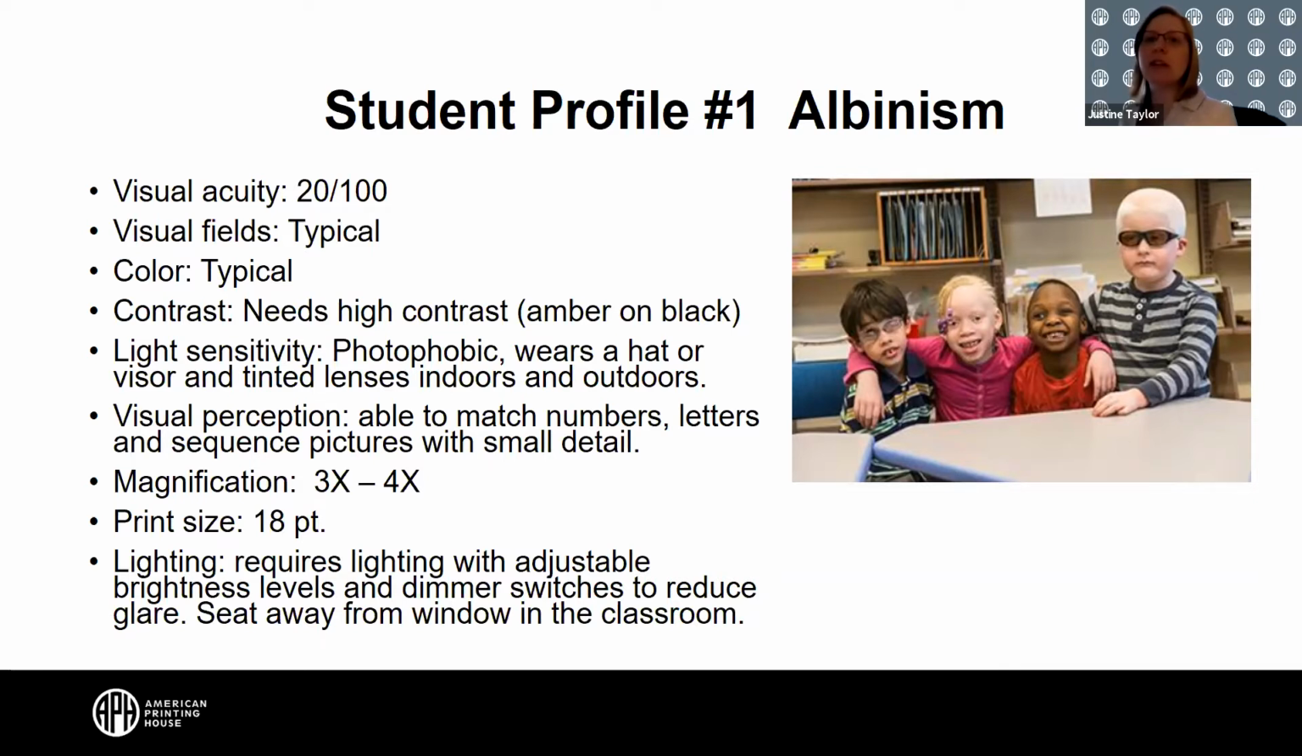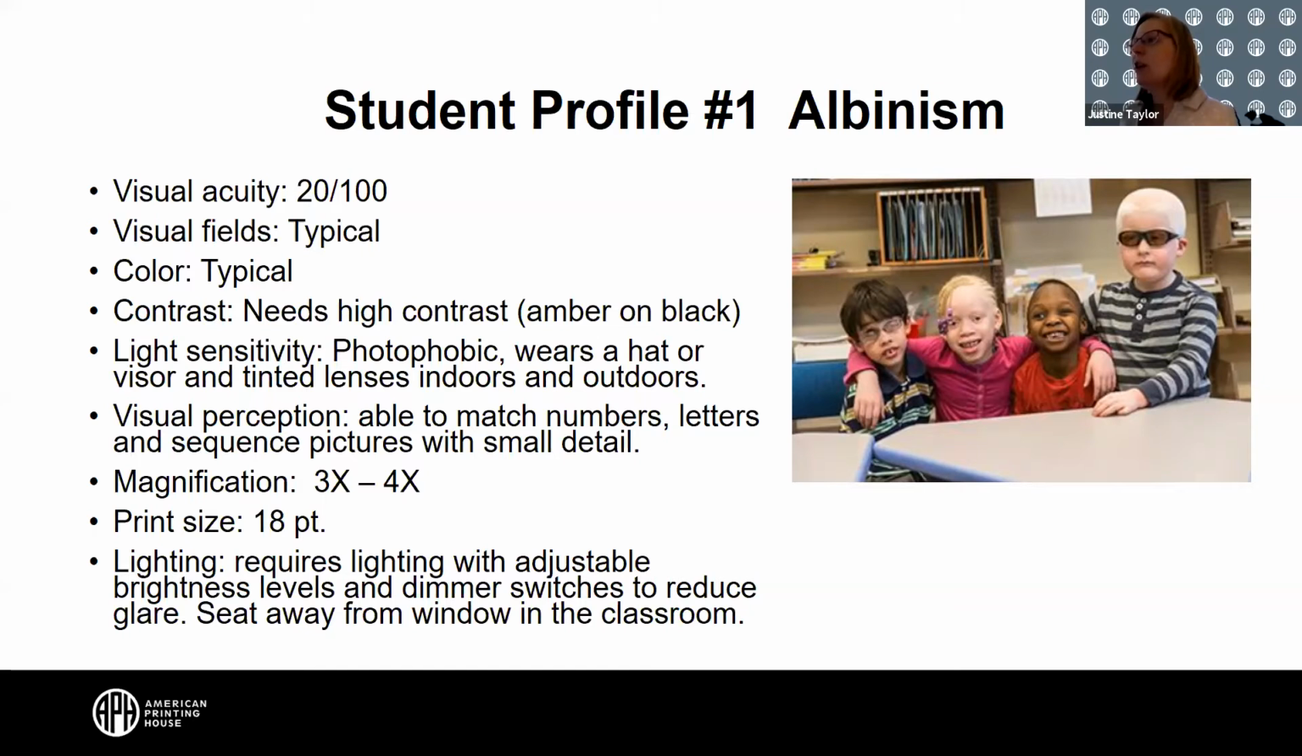So because of their light sensitivity, maybe amber on black works best for the student. And they are photophobic, so they wear a hat or a visor and tinted lenses indoors and outdoors. And their visual perception skills, they were able to match numbers, letters, and sequence pictures with small detail.